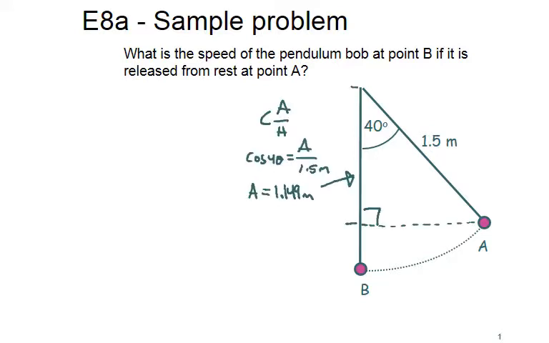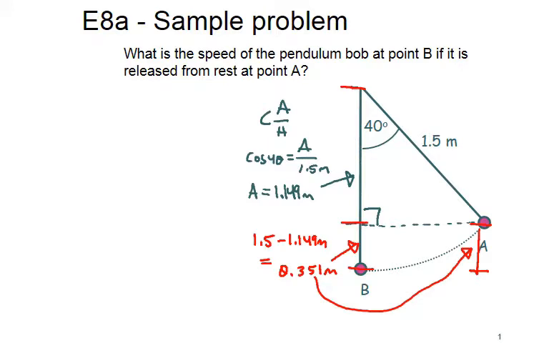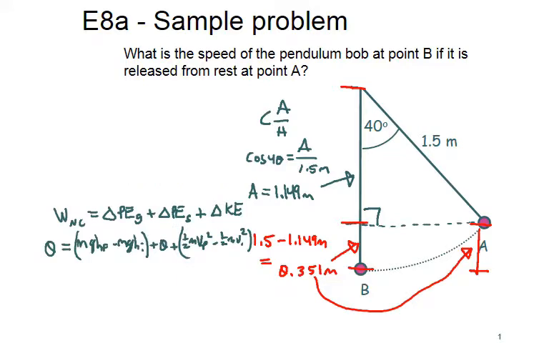Okay, so the key here is that you would have to set up a right triangle. The angle here is 40 degrees. We want the adjacent side here, so once we have this value, 1.149, we subtract it from this 1.5, so we can figure out how high this is, and that is 0.351. So that is actually the initial height. When we place that in here, the initial height is 0.351, and then the final height is 0 at the bottom.